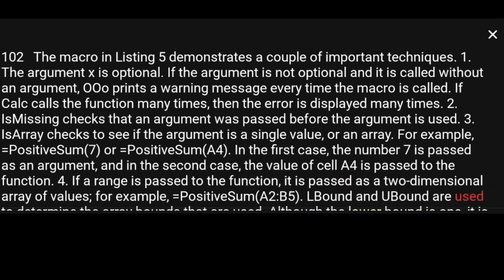LBound and UBound are used to determine the array bounds that are used. Although the lower bound is 1, it is considered safer to use LBound in case it changes in the future. Note: the macro in listing 5 is careful and checks to see if the argument is an array or a single argument. The macro does not verify that each value is numeric. You may be as careful as you desire. The more things you check, the more robust the macro is, and the slower it runs.